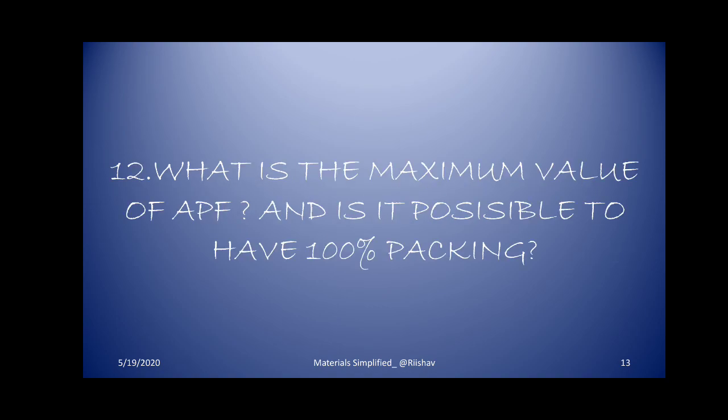Now moving on, what is the maximum value of atomic packing fraction, and is it possible to have 100% packing efficiency? Well, the maximum value of atomic packing factor is 74%, that is 0.74. Is it possible to have 100% packing efficiency? No. Why not? Because we assume atoms as hard solid spheres. According to the Kepler conjecture, the highest possible packing efficiency we can achieve is 74%. So it is not possible to have 100% packing. Don't go into research on what the Kepler conjecture is, but if you pack spheres, the maximum possible efficiency you can get is 74%.